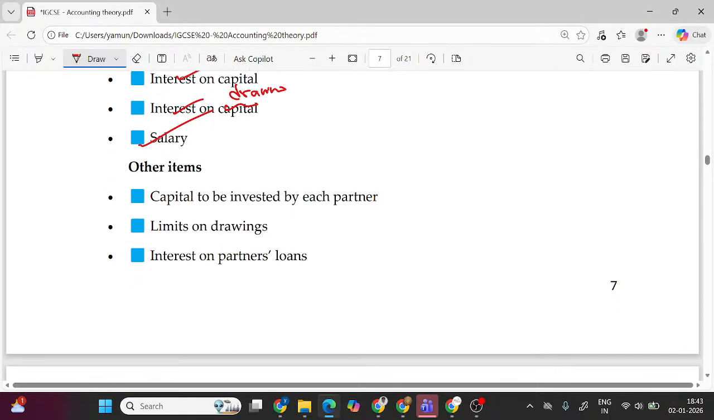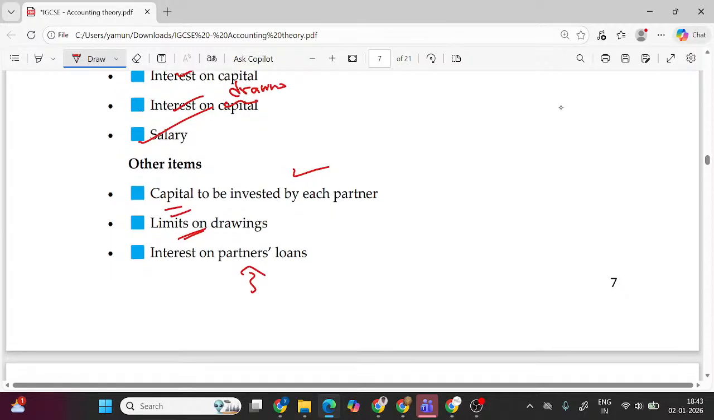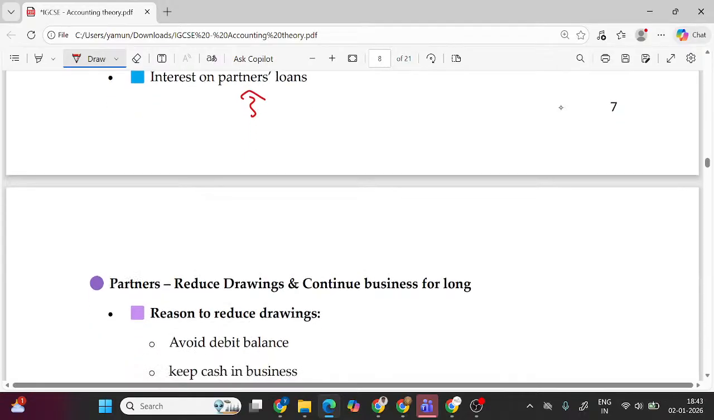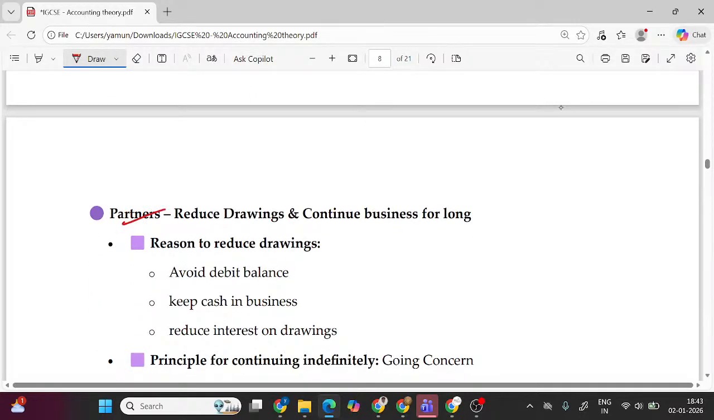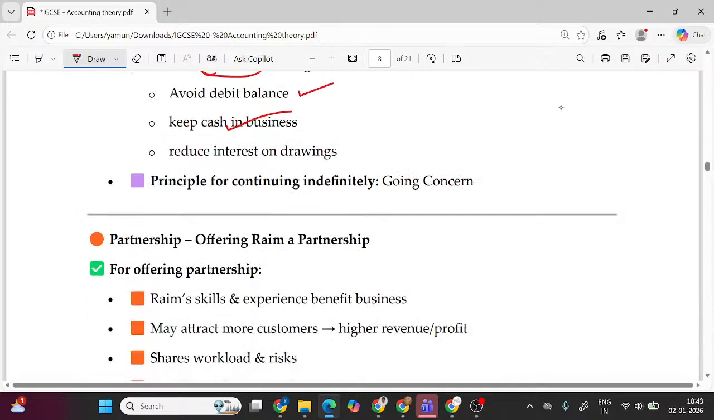Other related items can be the capital that is being invested by each partner, what is the limit on drawings, and interest on partner's loan, if any partner is borrowing an amount from the business. Partners reduce drawings and continue the business for long. The reason to reduce drawings is to avoid a debit balance, keep cash in the business and reduce interest on drawings.